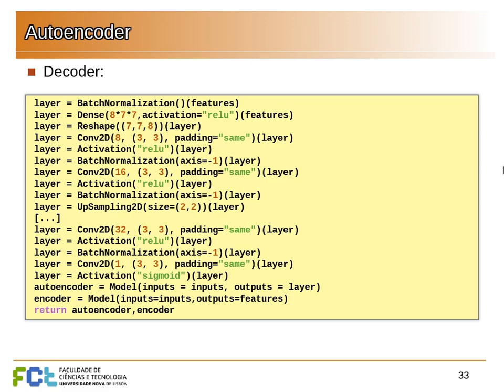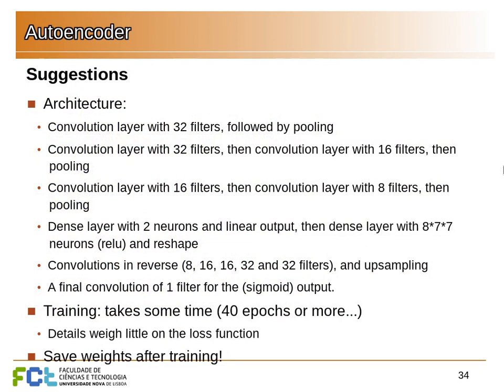Okay, so the architecture I suggest is to start with 32 filters, pooling, then 32 filters, convolution, 16 filters, and pooling, and so on. So you can use this, or you can experiment with different architectures. But the idea is that the encoding will gradually reduce the amount of data that we have, or the size of the tensors. So remember that when you do pooling, you are reducing the size of the tensor by 4 times, because you're halving on the height and halving on the width.